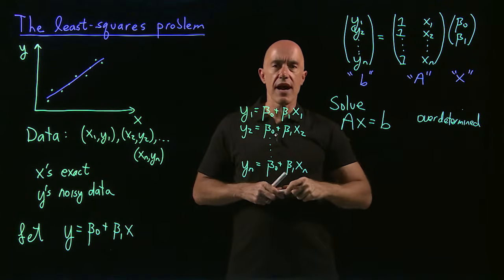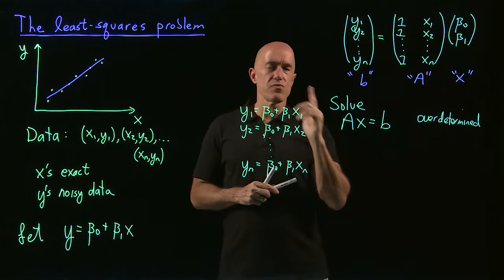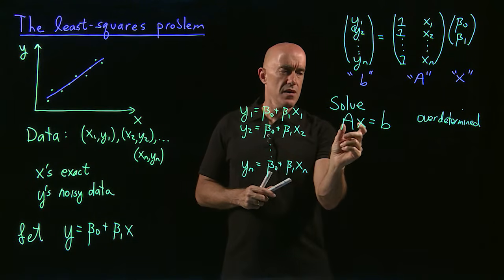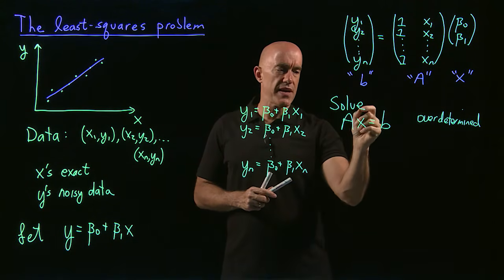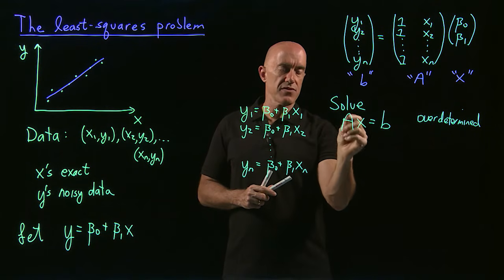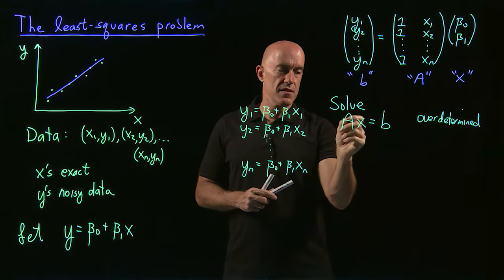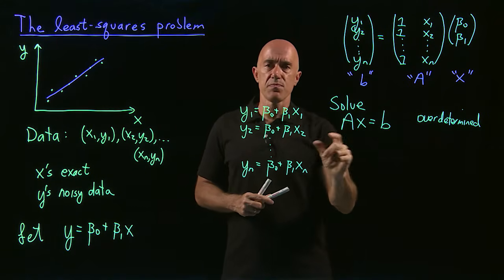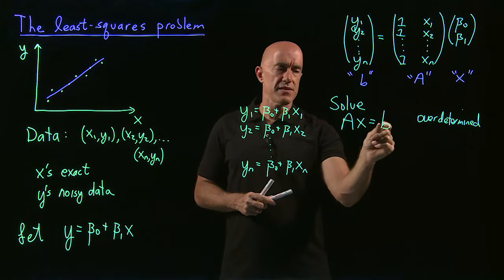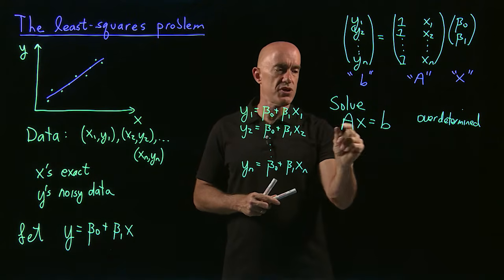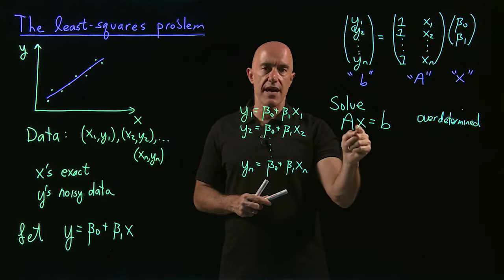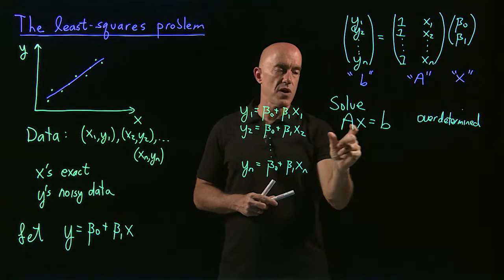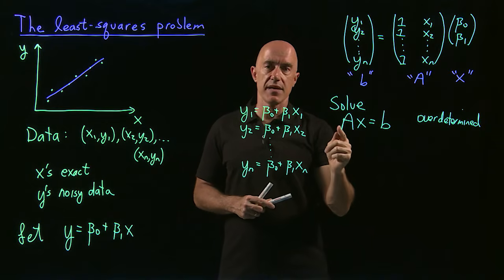Okay, so how do we do that? Well, we use what we've learned from vector spaces. So the product A times a column vector x is in the column space of A, right? So Ax gives you a vector that's in the column space of A. If Ax equals b is overdetermined, that means b is not in the column space of A. There's no solution of this equation for the unknown x. The unknown x is our beta naught, beta 1. So b is not in the column space of A.